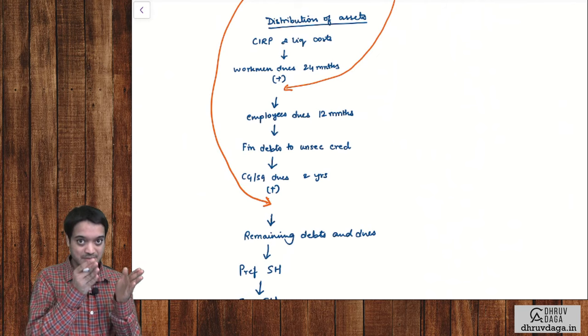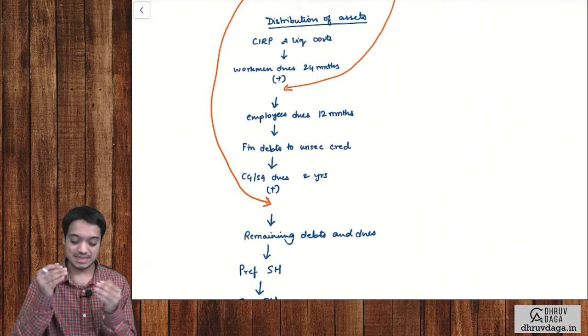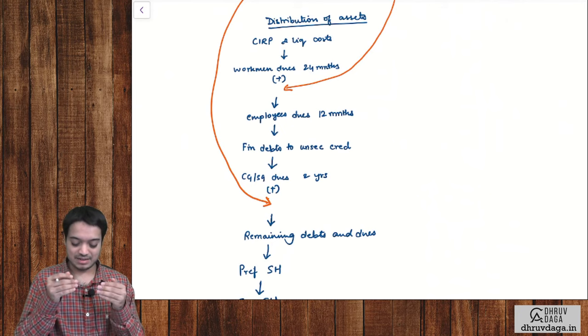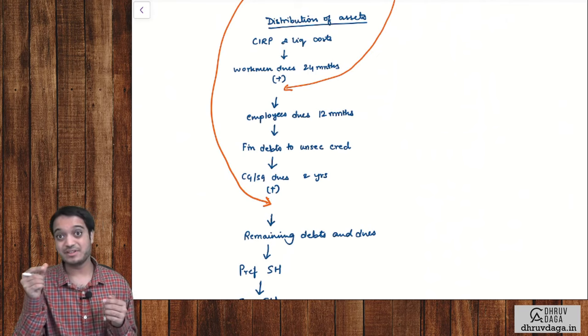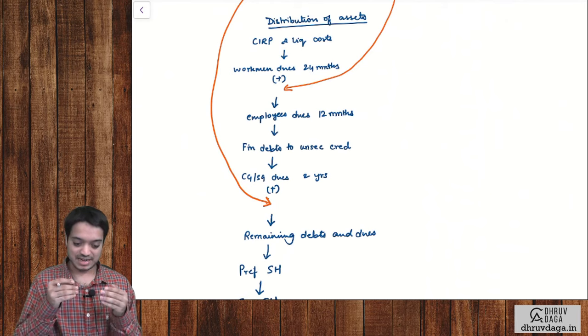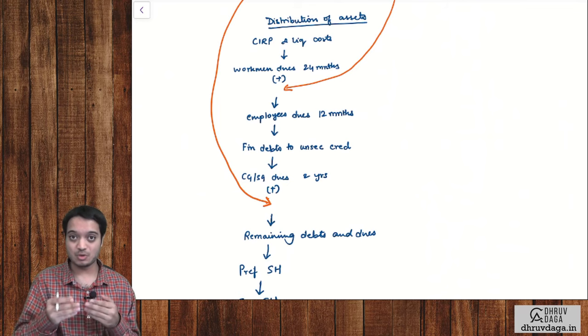First, CIRP, that is the corporate insolvency process costs, liquidation costs. Second level, workmen dues 24 months preceding. Third level, employee dues 12 months preceding. Workmen dues ke saath secured creditors if relinquished the security. Then employee dues of 12 months. Then financial debts to the unsecured creditors. Then central government, state government dues of preceding 2 years.